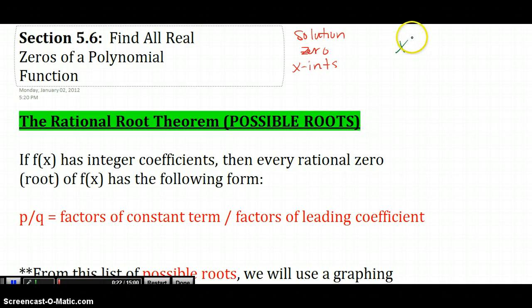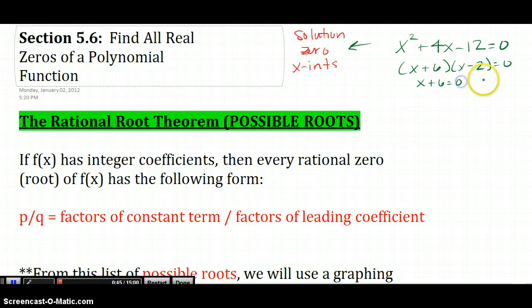So in our quadratic section we got something like x squared plus 4x minus 12, and we were asked to find the solution or the zero or the x-intercept. And to do that you would just solve this. So we factored it first, and then set each piece equal to 0, and got that x is -6 and x is 2. Now we know that those are the two solutions or the x-intercepts where it crosses the x-axis, or the two zeros, all the same thing.